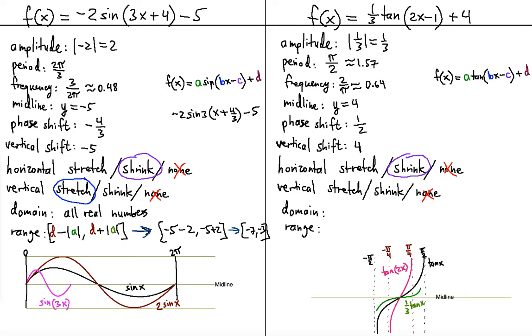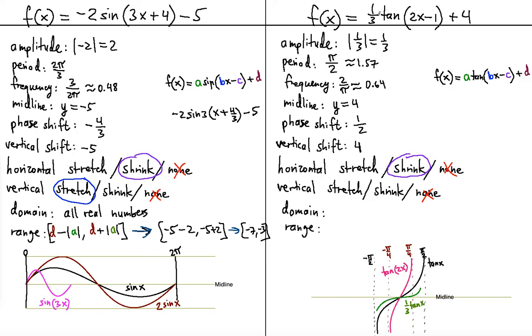Now in the vertical stretch shrink here, notice that there's a 1/3. The absolute value is 1/3. 1/3 is less than 1. Remember, when it's less than 1, it means that basically the parent tangent function will rise slower, right? It will have the same period, right? The absolute value of a does not affect the period. The period stays the same, as you can see with the green one, 1/3 tan of x, has the same period, but it rises slower and it goes down slower as well.